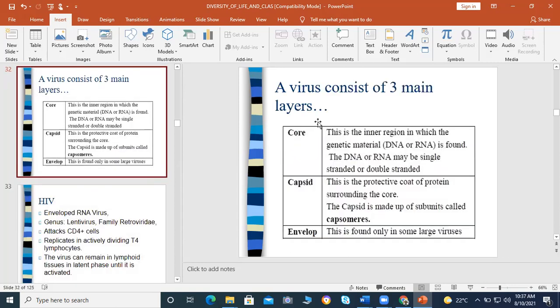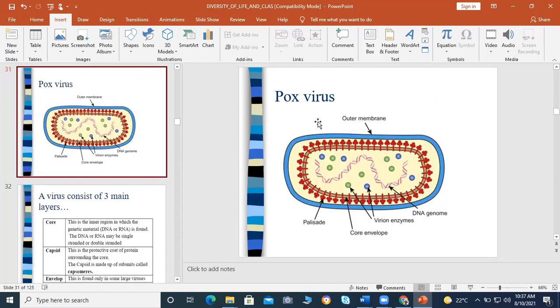Now, all viruses consist of three main layers, like I've told you: the core, the capsid, and then the envelope. Very simple structures. When you look at the blue line, that is the envelope, then the brown layer is the capsid, and then the core is where we have the genetic material, where you are seeing the viral enzymes, the DNA. They form actually part of the capsid.